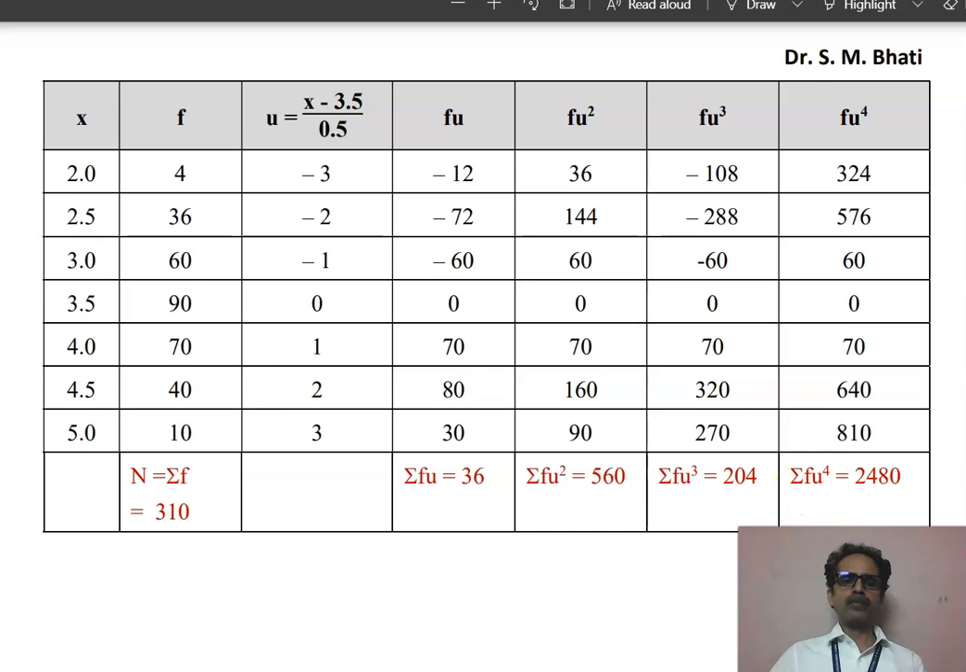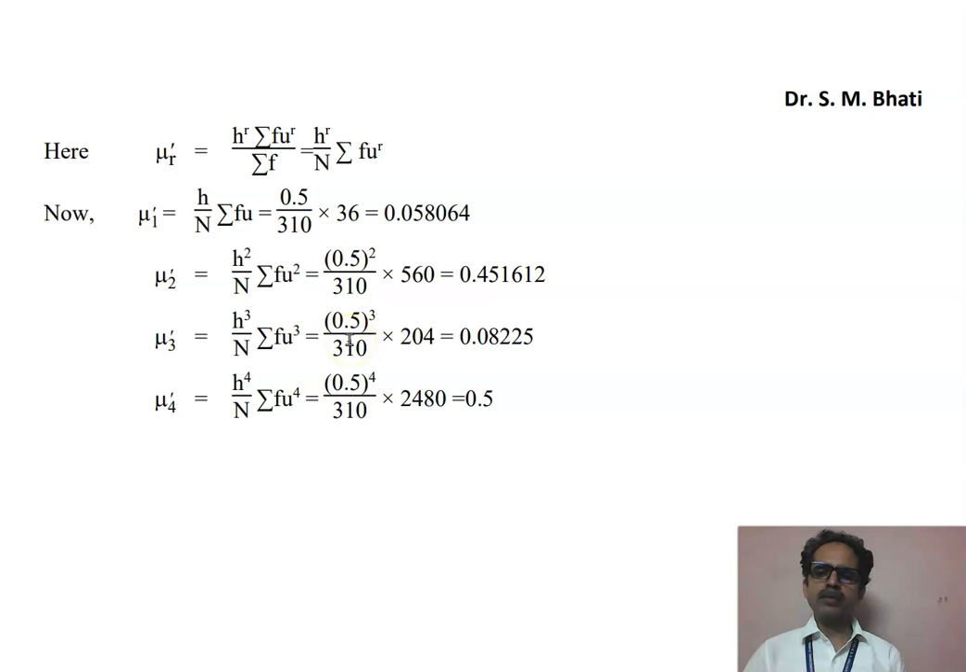4. Now we have to use the column sums obtained in the table to find the values of mu r dash. We know the formula of mu r dash. Mu r dash is h raised to r, summation f u raised to r upon summation f. That is, h raised to r upon N summation f u raised to r. So here if you put r as 1, you get the formula of mu1 dash.